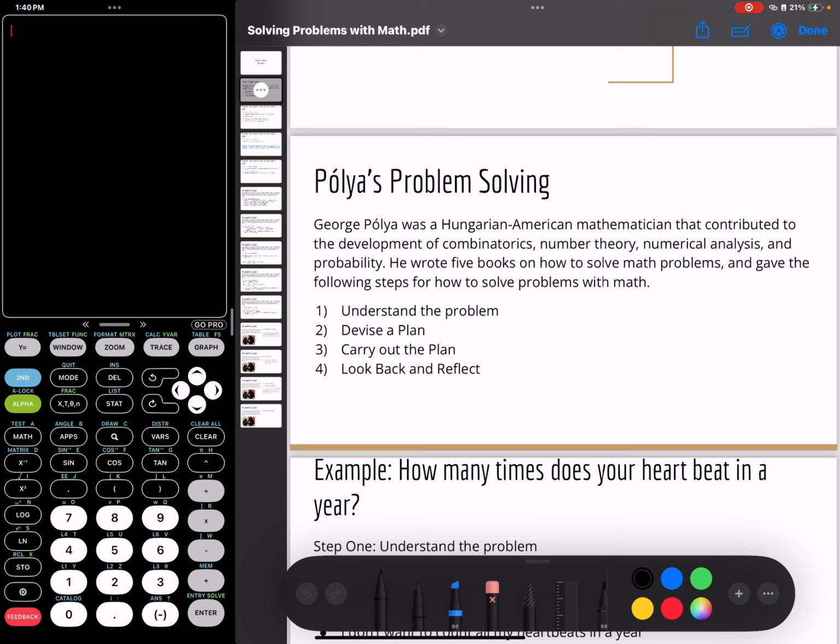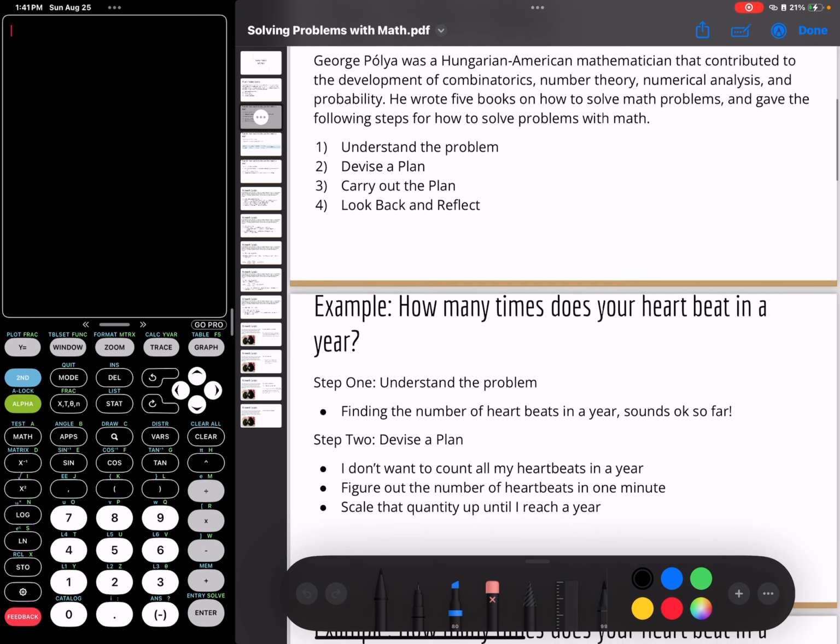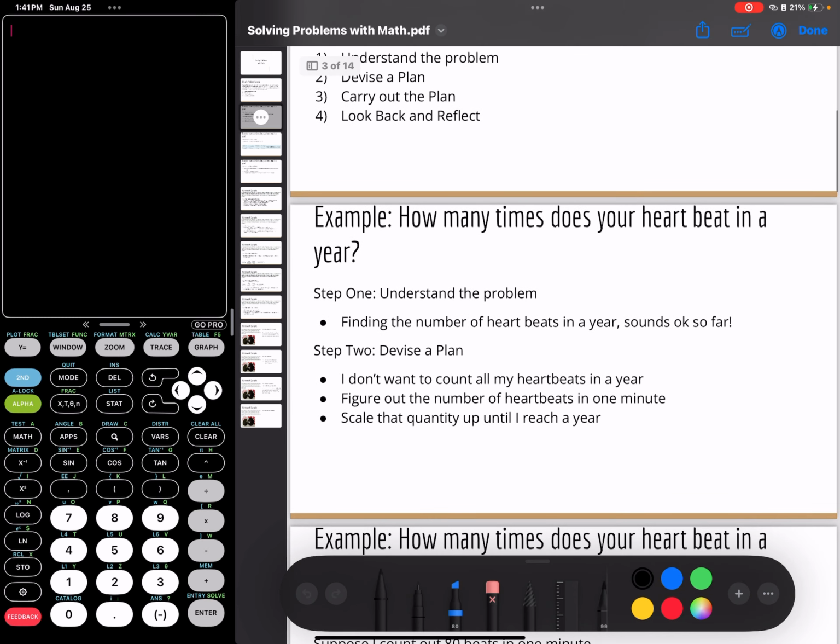So he said, 1, you have to understand the problem. 2, you have to devise a plan. 3, you carry out the plan. And 4, you look back and reflect. And you repeat this process as many times as you need to until you get the right answer. So let's go through this process with an example problem. So let's say you want to know, how many times does your heart beat in a year?